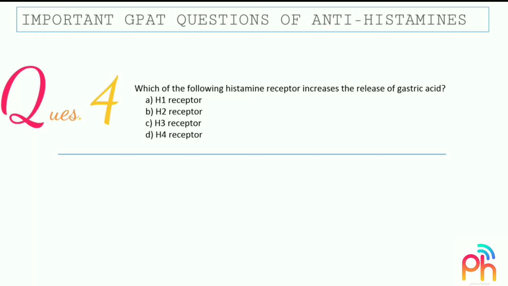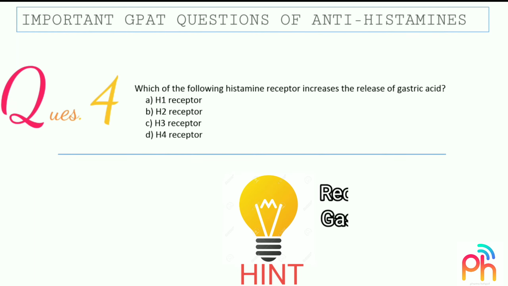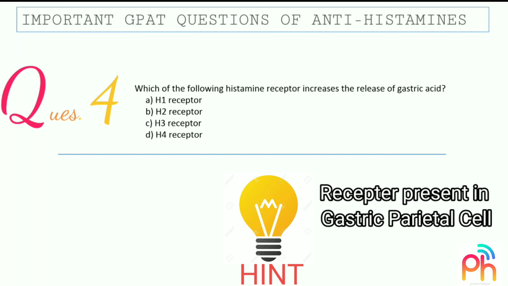So the hint of this question is, you can say that the receptor which is present in gastric parietal cell is the correct answer. So this is the hint, guys. The receptor which is present on gastric parietal cell is the correct one, as we discussed in question 1. So you have to remember that. So you have the 10 seconds to think.